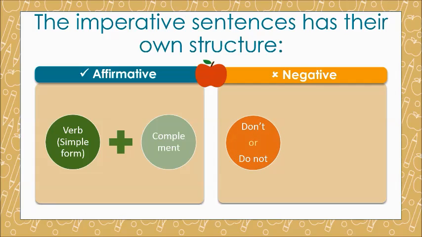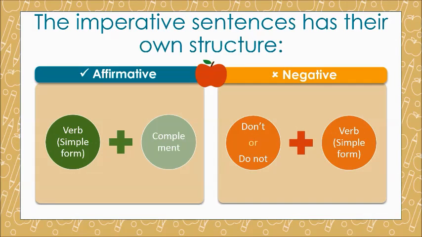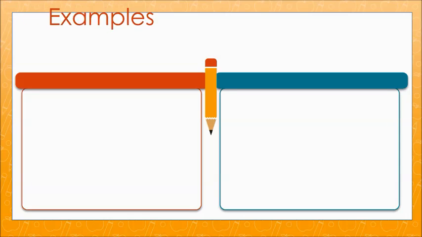It's what you don't have to do. That's why we start with don't or do not. After that is the verb in the simple form. And also, you can add a complement. Okay? Again, you're not going to say don't eat. Don't eat, okay, but don't eat what? Don't eat chips. Don't eat candy. Okay? Now, let's see some examples.